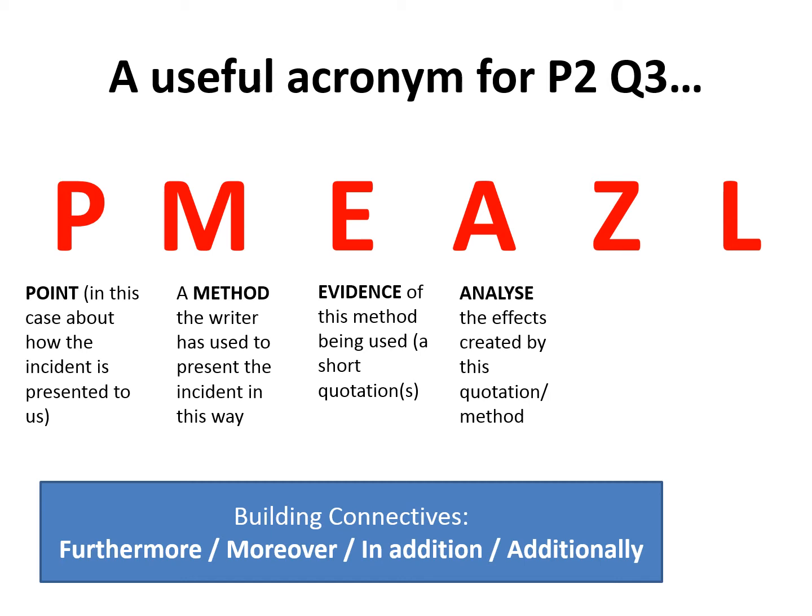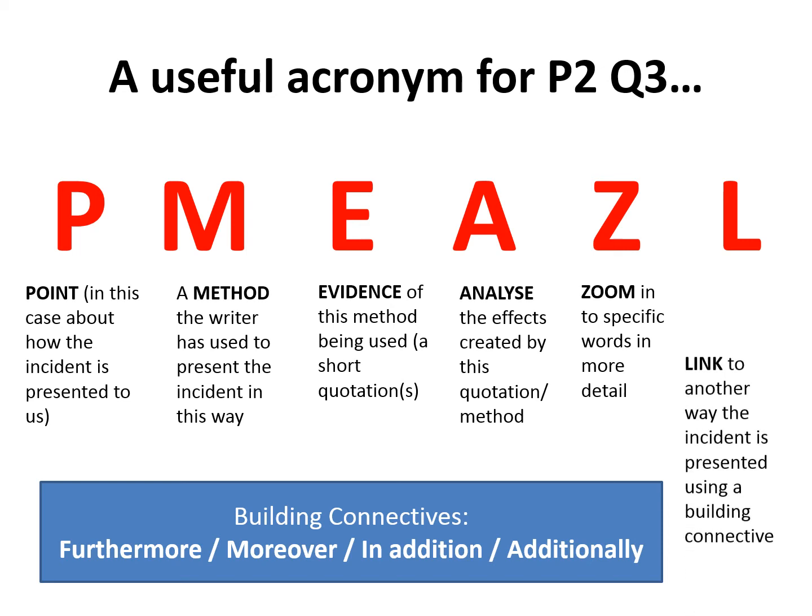Then A is analyse, and that's where you really explore the effects created by that quotation. What do these adjectives do for the text? How do they create this sense of drama, this sense of shock about the incident? Then Z is zoom. Now, zoom is where you really zoom in on a specific word within that quotation in more detail. So you'll see that in a second, how easy it is to spot the key words within your quote.